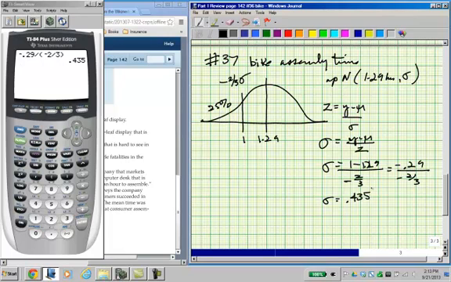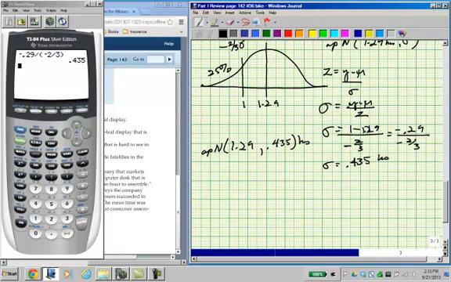So my normal distribution is approximately normal, 1.29 hours, 0.435 hours. Now notice, this isn't minutes. This isn't an hour and 29 minutes. This isn't 43.5 minutes or whatever. This is a decimal proportion of hours. If you wanted to get minutes, you would take 1.29 and multiply it by 60. Same with the 0.435.